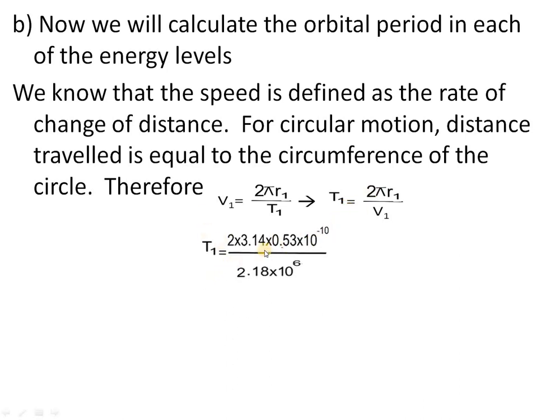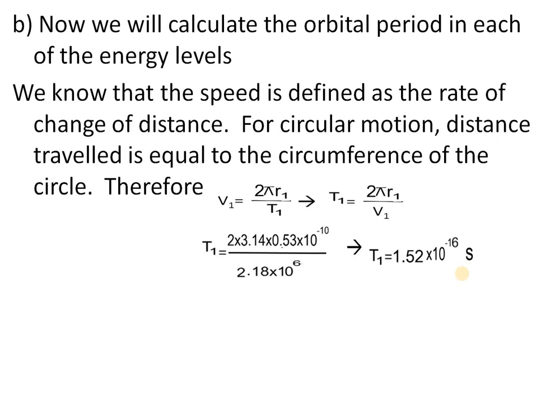Now t1 is equal to 2 into pi 3.14 into r1, which is nothing but Bohr's radius, or radius of the first orbit of the electron in the hydrogen atom, that is 0.53 into 10 power minus 10 meters, divided by v1 calculated as 2.18 into 10 power 6. So if we make calculation, if we simplify, you will get orbital period of the electron in n is equal to 1 level, that is 1.52 into 10 power minus 16 seconds.